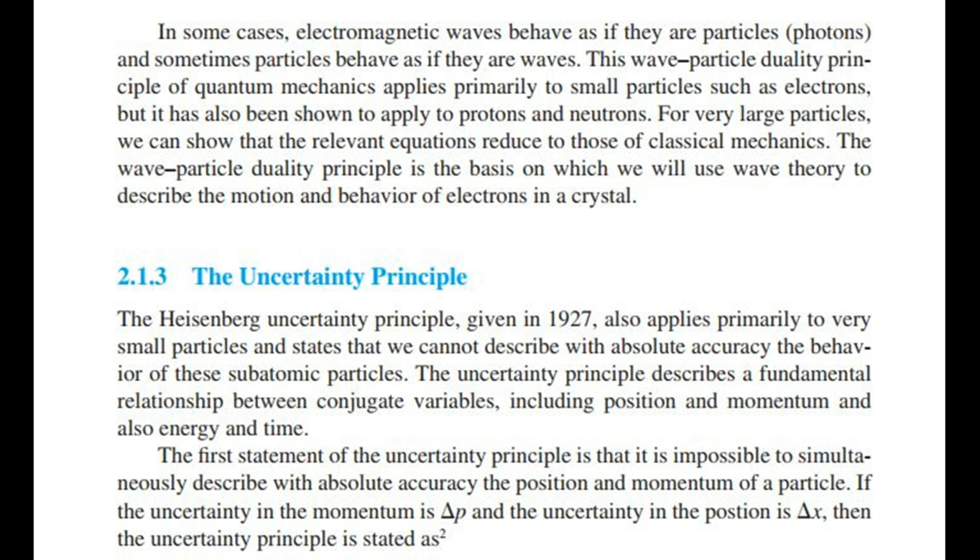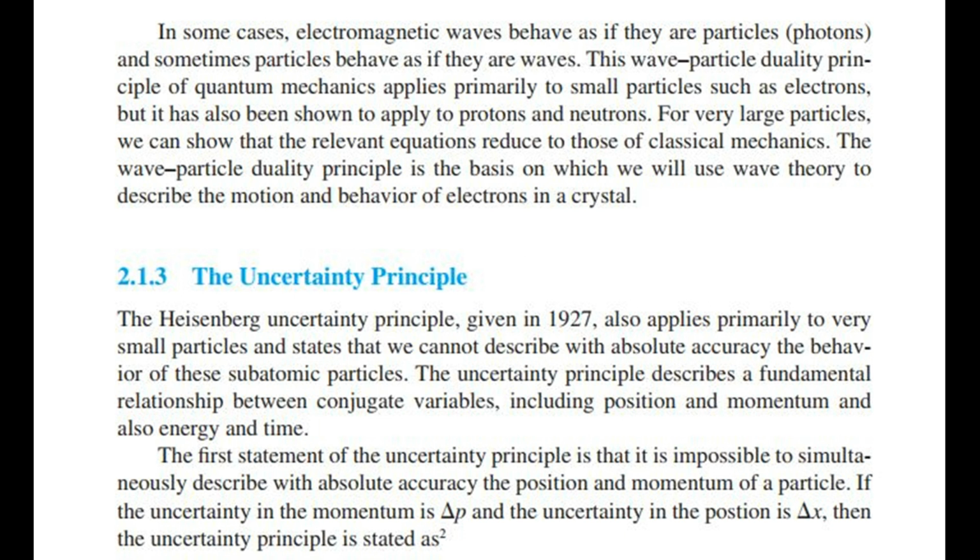The uncertainty principle. The Heisenberg uncertainty principle, given in 1927, also applies primarily to very small particles and states that we cannot describe with absolute accuracy the behavior of these subatomic particles. The uncertainty principle describes a fundamental relationship between conjugate variables, including position and momentum and also energy and time. The first statement of the uncertainty principle is that it is impossible to simultaneously describe with absolute accuracy the position and momentum of a particle.